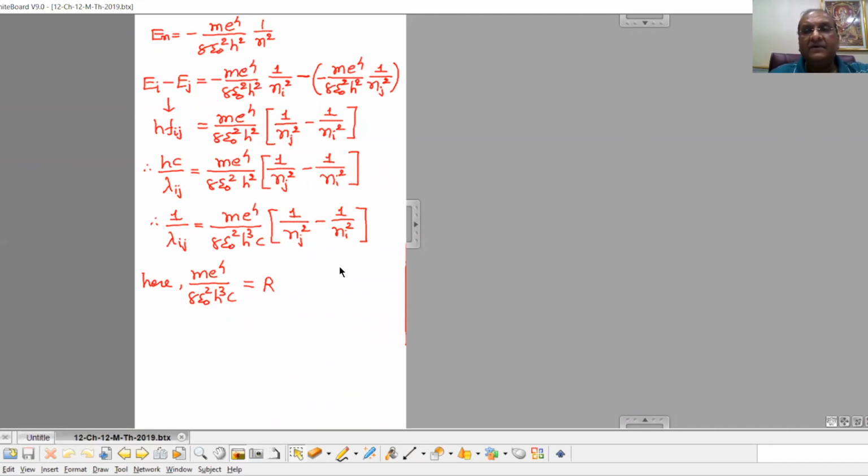And here very important thing is this constant, me4 upon 8 epsilon 0 square h cube c. If you calculate the value of this one, then it comes to 1.09 into 10 raised to 7 meter inverse, and that is exactly equal to Rydberg constant. It implies that this one is in perfect analogy with the experimental observations. Clear to all of you?